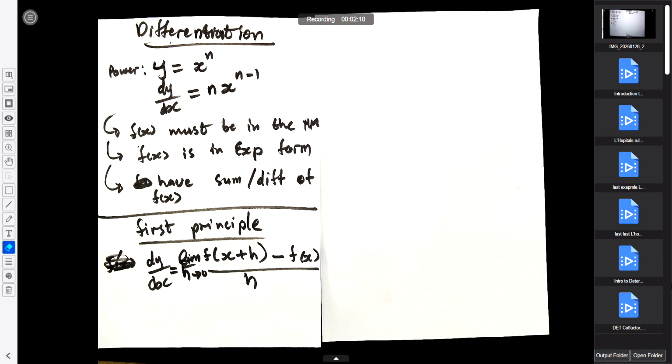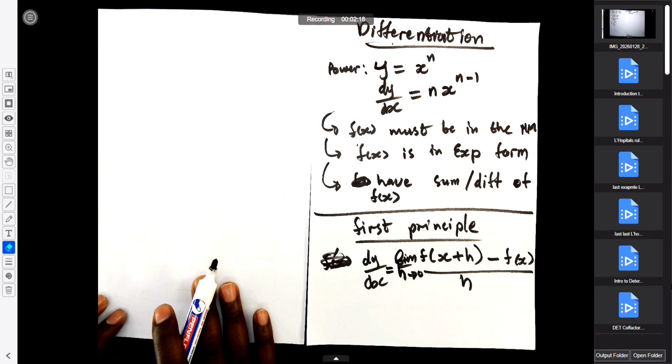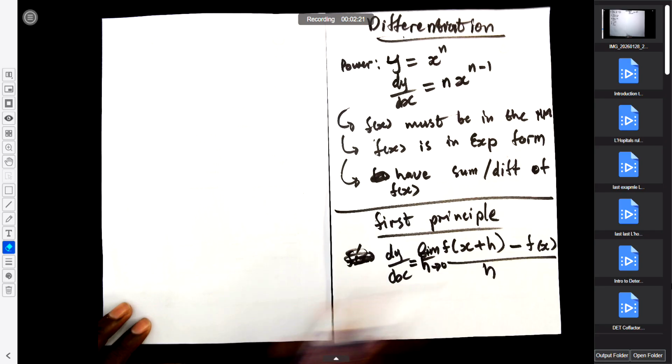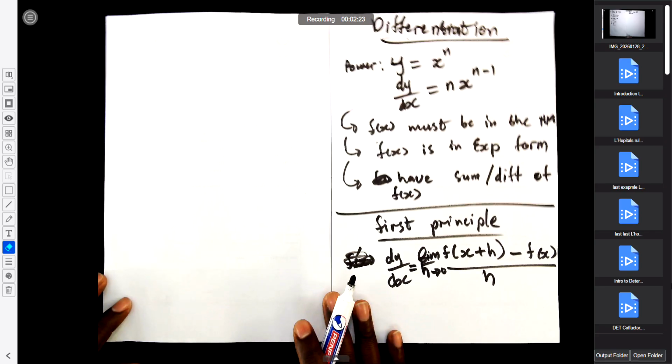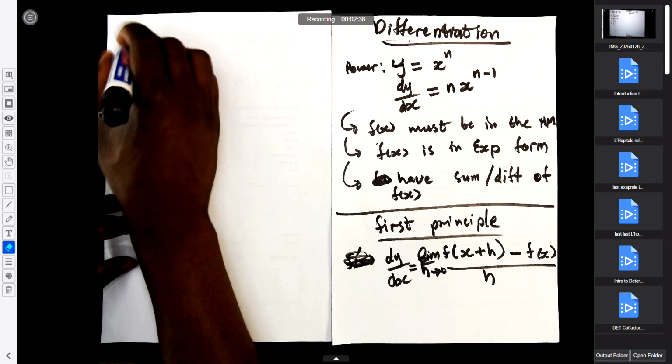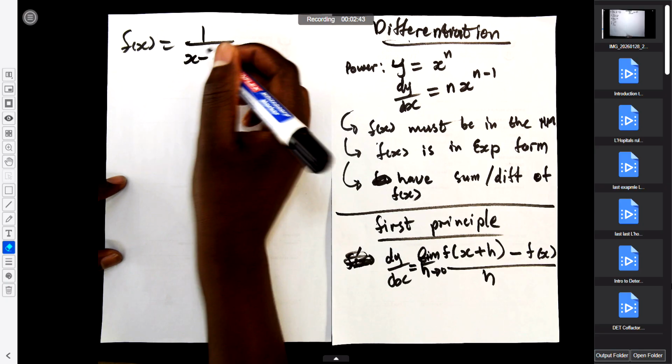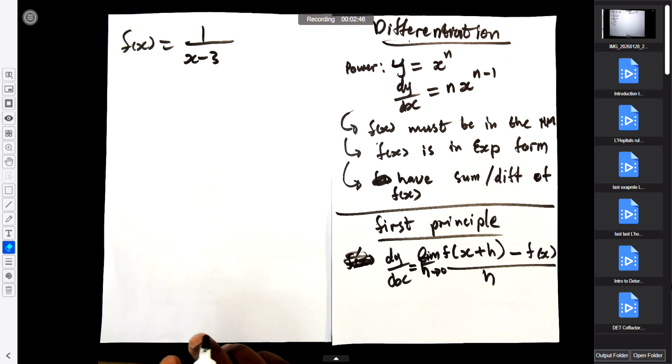I think maybe even before I go to the other rules, I'll just take one example. We'll check in one of the books if there's an exercise here. Okay, I got one. We have f of x equals 1 over x minus 3. So we need to derivate the following function.